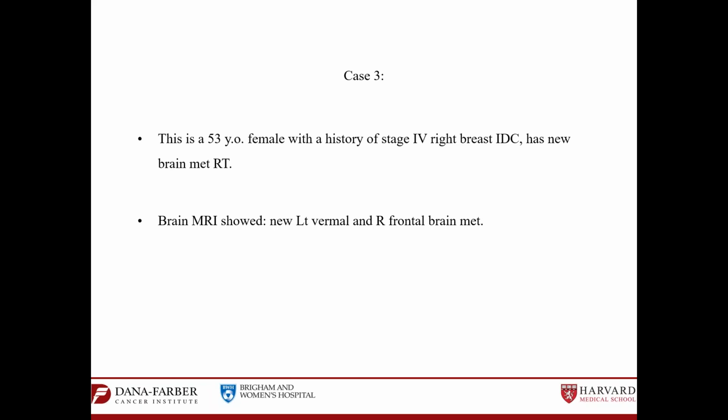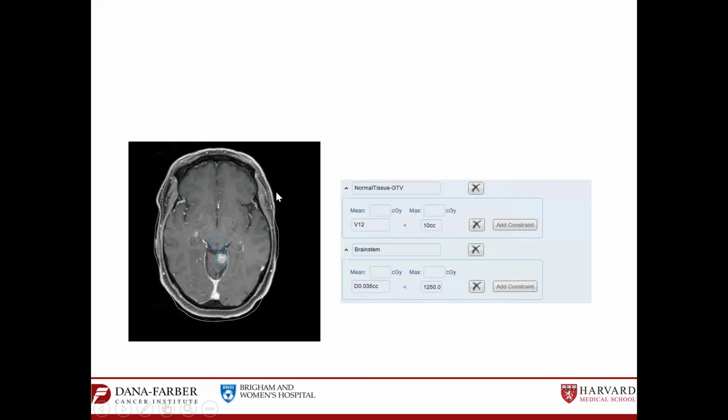The other case is a 53-year-old female patient with a history of stage 4 breast cancer, and she had two new brain metastases. She had a left Berman 1 and a right frontal brain lesion. Why did I do this case?